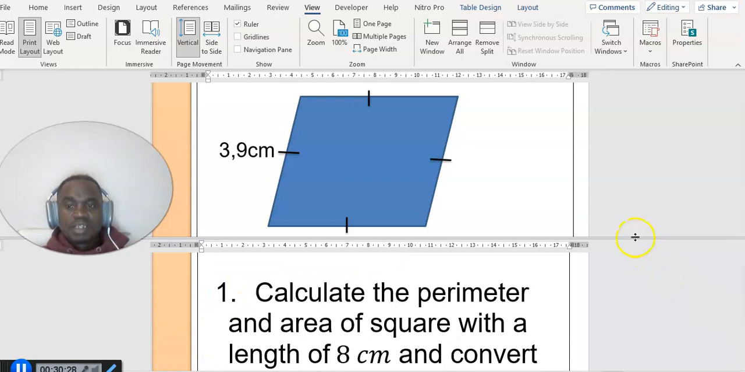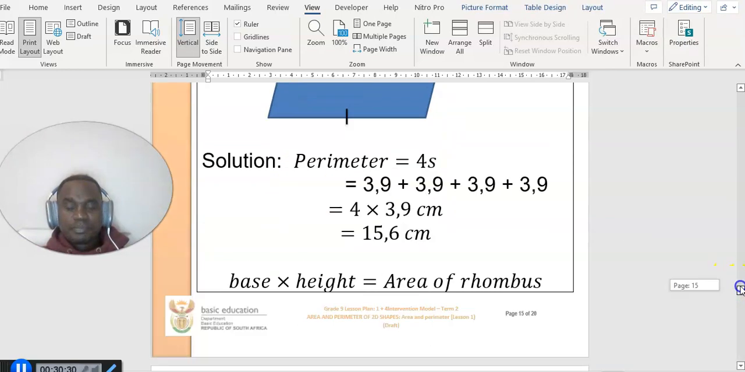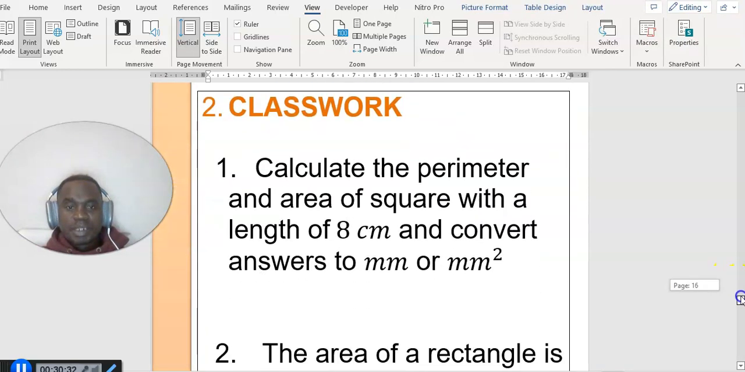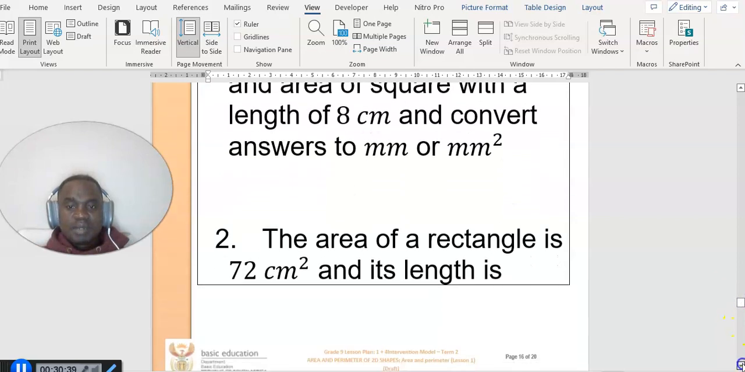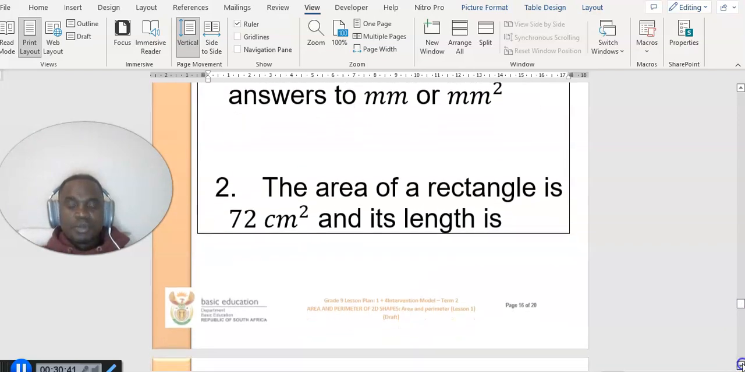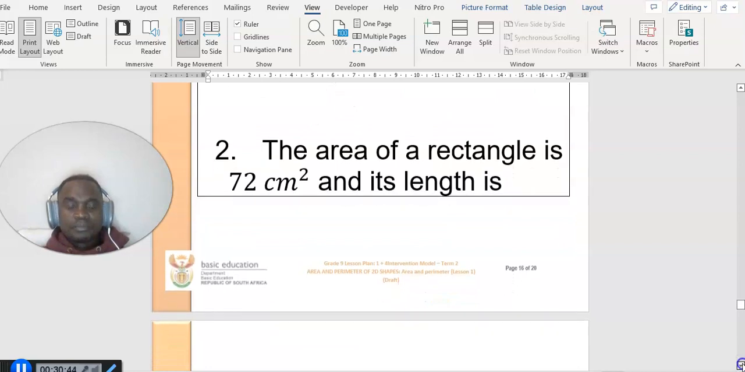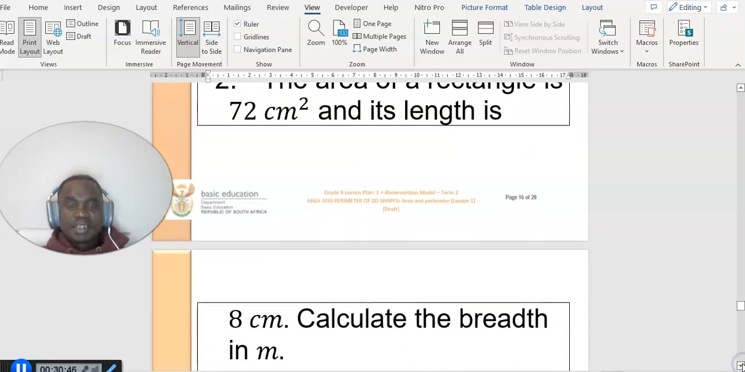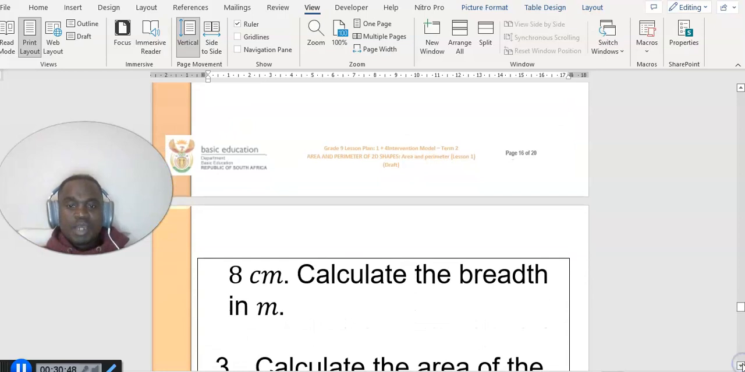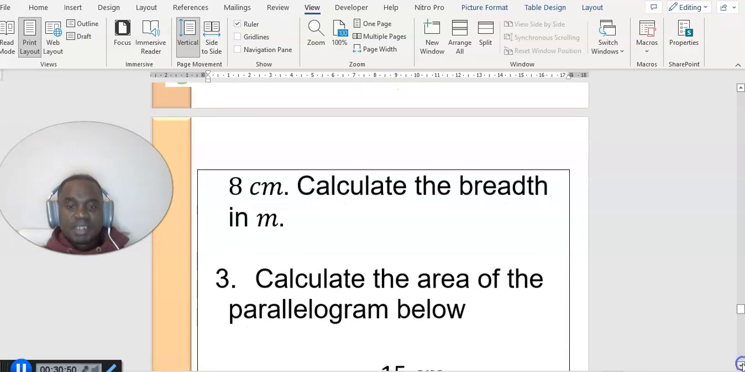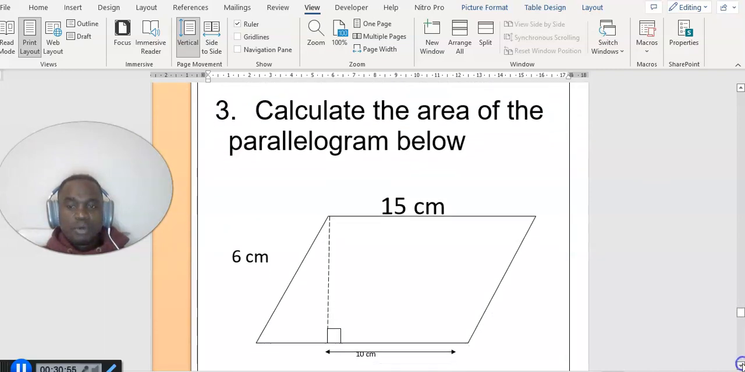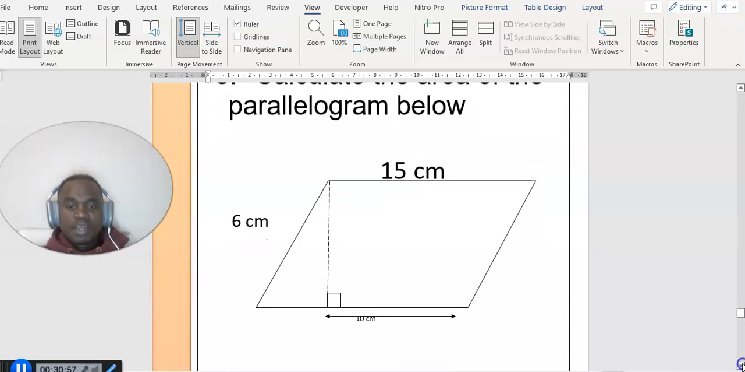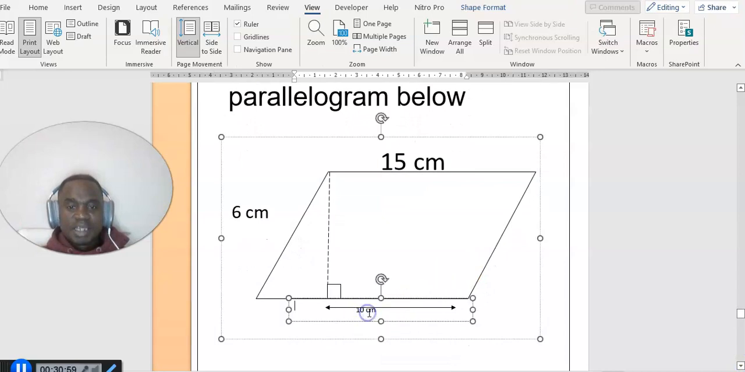So you are going to do this classwork for me. There's a classwork. Calculate the perimeter of the square. You pause the video and write. Calculate the area of a rectangle. The area of a rectangle is given. You calculate that one also. Calculate the breadth in meters. Calculate the area of a parallelogram below. You pause the video and you write. This is 10.